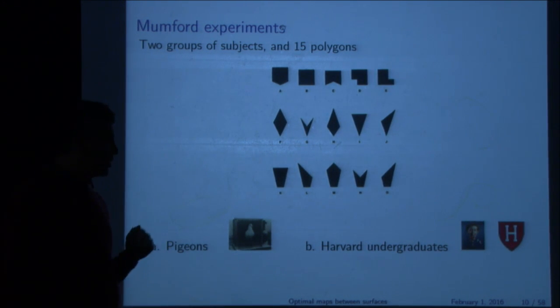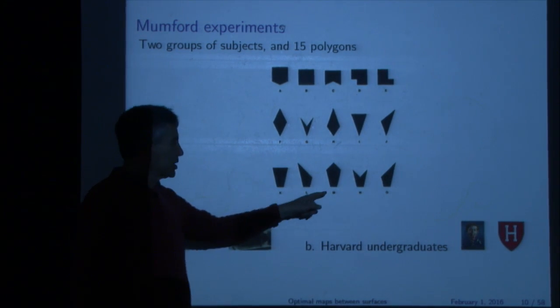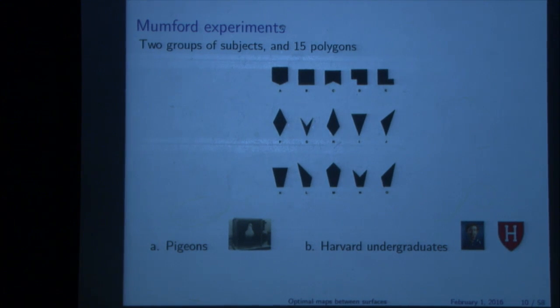For the Harvard undergraduates, slightly different, they measured reaction time. A student was told, only press a button if shape M comes up. And then the reaction time was measured for the different shapes and how long it took them to recognize that it was shape M rather than some other shape.